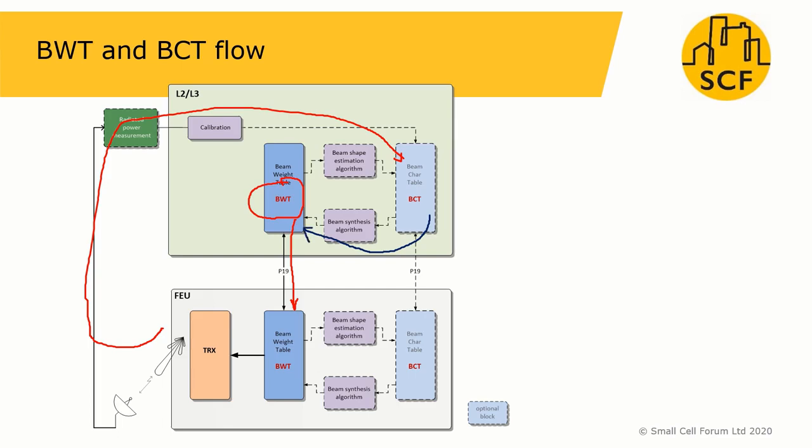Actions described here to create the beam weight table and the beam characteristics table can also be carried out on the front-end unit. P19 does not mandate any rules for the generation of the beam weight table and the beam characteristics tables. The boxes shown in dashed lines are all optional units. The P19 API is limited to the exchange of the beam weight table and the beam characteristics table between the stack and the front-end unit.